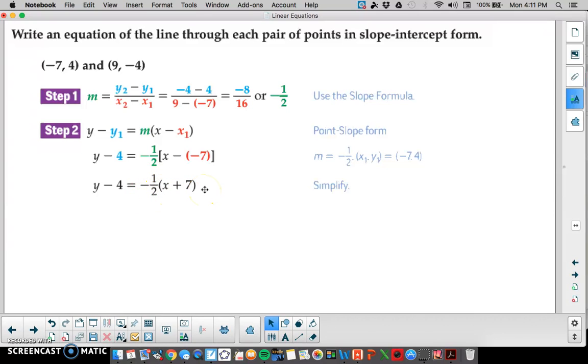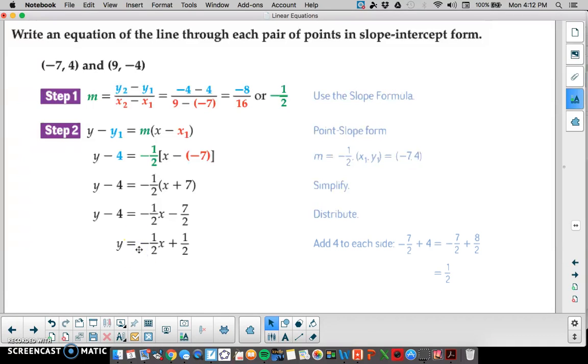Now I'm wanting this in slope-intercept form. Right now this is in point-slope form. So I need to distribute the -1/2. So -1/2 times x is -1/2 x. -1/2 times 7 is -7/2. Now I'm going to add 4 to both sides to eliminate this negative 4 and get y by itself. When I add 4 to each side, I have -7/2 plus 4, which is -7/2 plus 8/2, which gives us 1/2. And now we have our slope-intercept form.